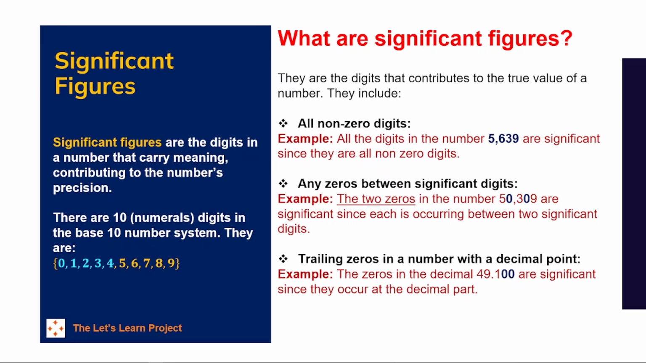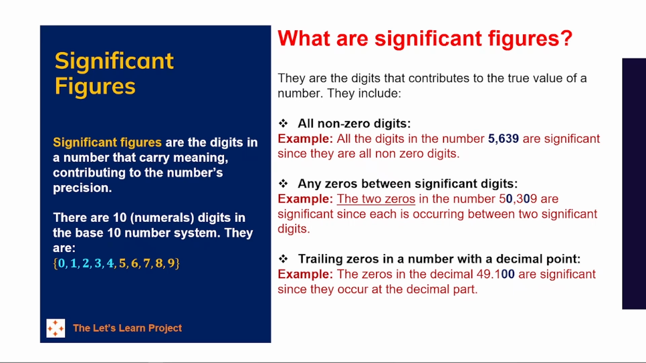So let's look at some of the indicators of a significant figure within any digits. The first one is all non-zero digits are significant. So for instance, given the number 5,639, since all these numbers are non-zero, we say that they are all significant figures. That means that the number 5,639 has 4 significant figures.